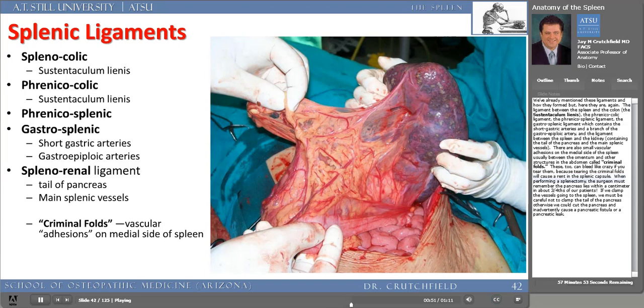When performing a splenectomy, the surgeon has to remember that the pancreas lies within a centimeter of the spleen in almost 3/4 of our patients. If we clamp the vessels going to the spleen, we have to be careful not to clamp the tail of the pancreas. Otherwise, we could cut the pancreas and cause a pancreatic fistula or a pancreatic leak.